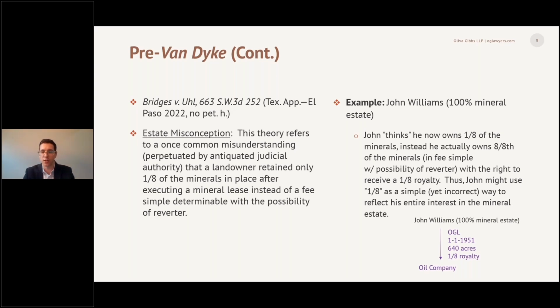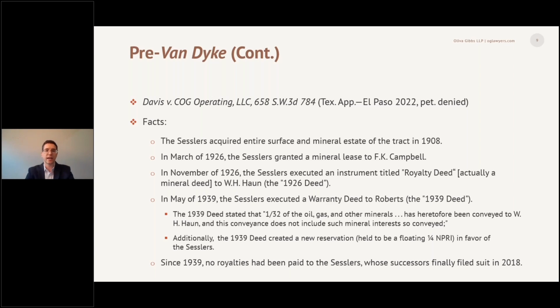So we might see John use 1/8 as a simple, albeit incorrect way to reflect his entire mineral interest. The next case we'll look at is the Davis case. The facts here are a little bit more complex, but it starts with the Sesslers, who acquired the entire surface and mineral estate to a tract of land in 1908.